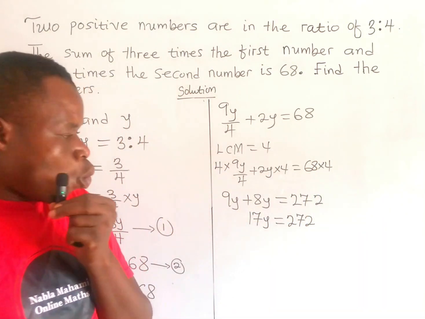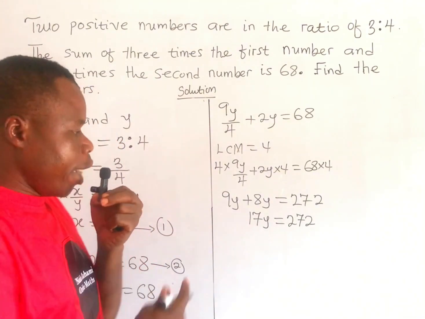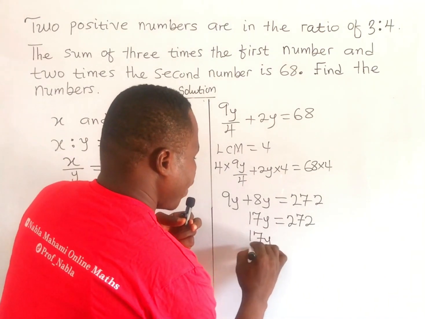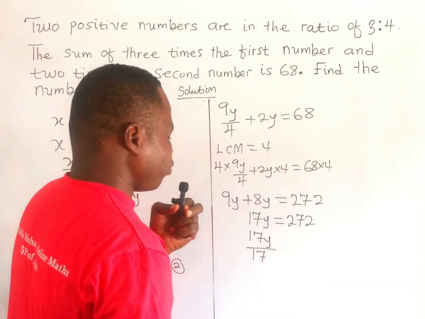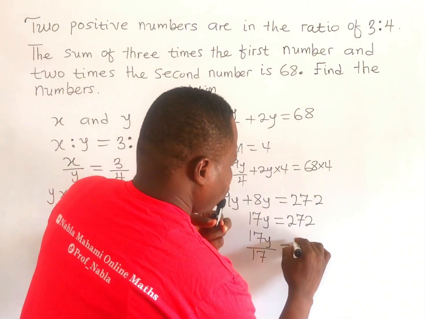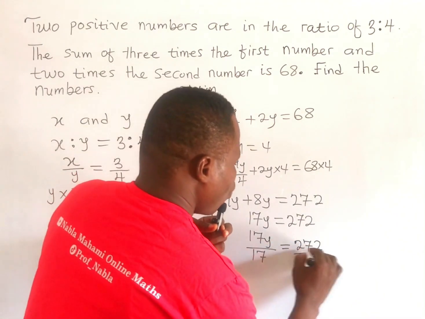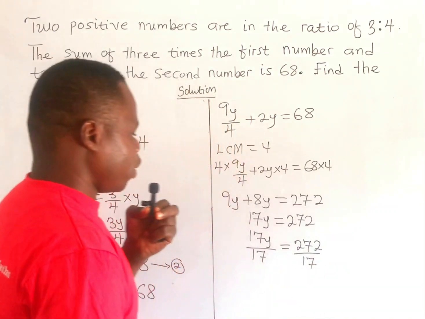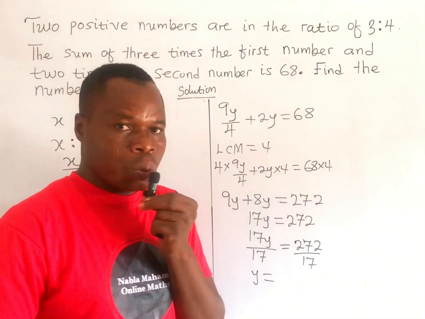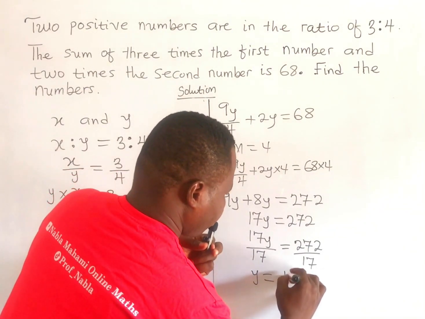I want to find y. That means I have to divide both sides by the coefficient of y. And in this case, it is 17. So I have 17y over 17 is equal to 272 over 17. This will take away this. Then y will be equal to 272 over 17, which will give me 16.